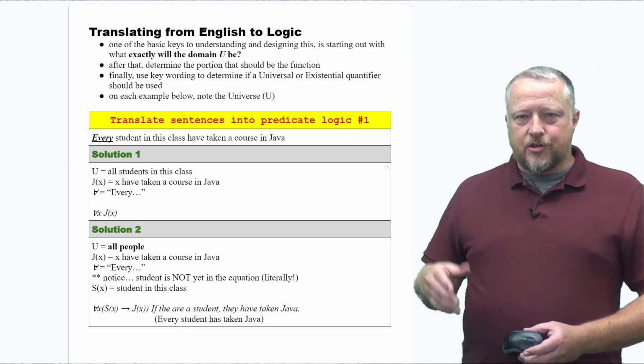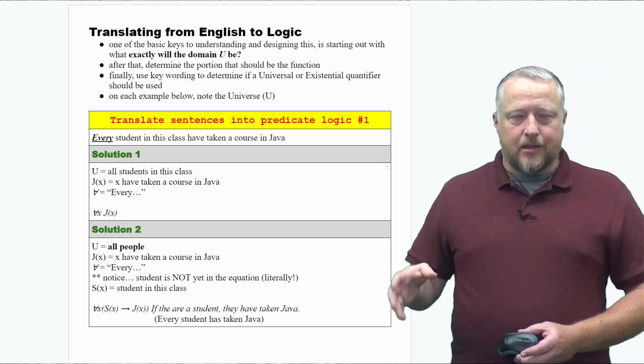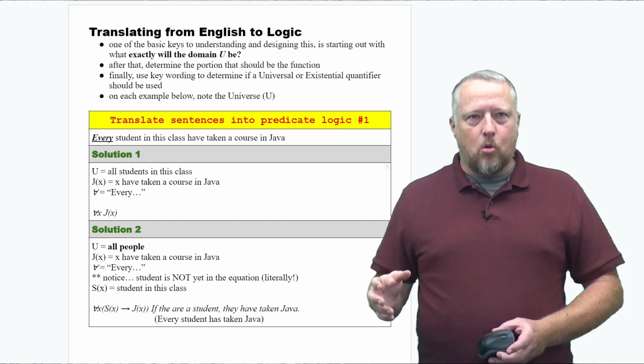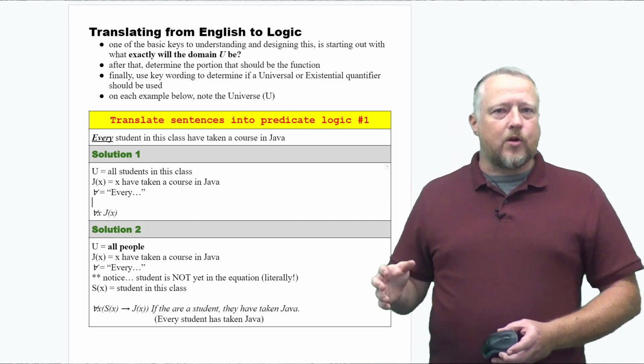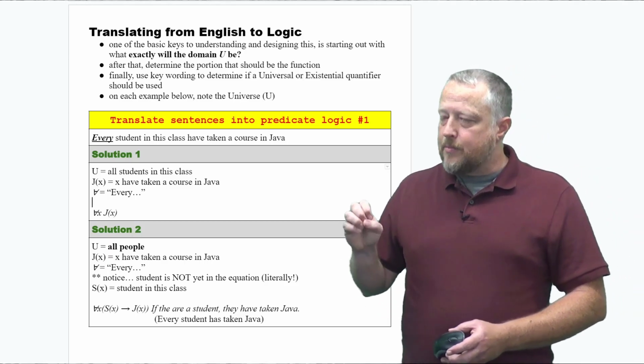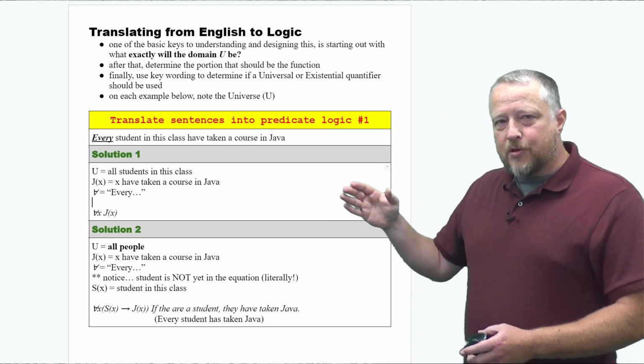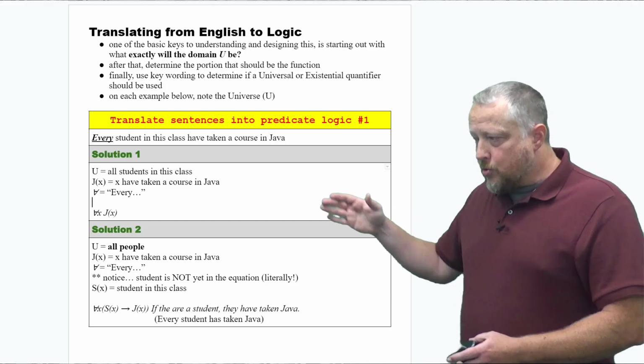Translating from English to logic. You're going to see this a lot in the book. I can't stress how important the domain or the universe that it gives you is. It makes a dramatic difference between the two. So in each example that you're going to see, the universes are different.